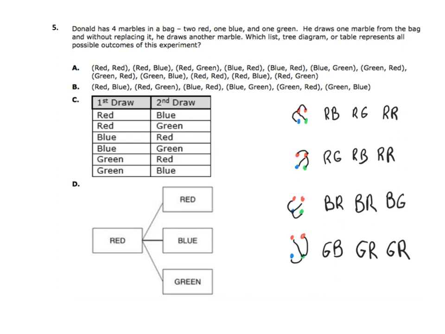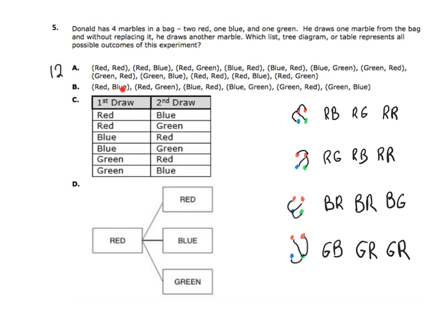So now we need to count up how many total outcomes we have. 1, 2, 3, 4, 5, 6, 7, 8, 9, 10, 11, 12. So we have 12 different outcomes. So each of our answers should have 12. If they don't, they would not be correct. Looking at A, we can count up the outcomes. 1, 2, 3, 4, 5, 6, 7, 8, 9, 10, 11, and 12. So A right now, looking pretty good with 12.